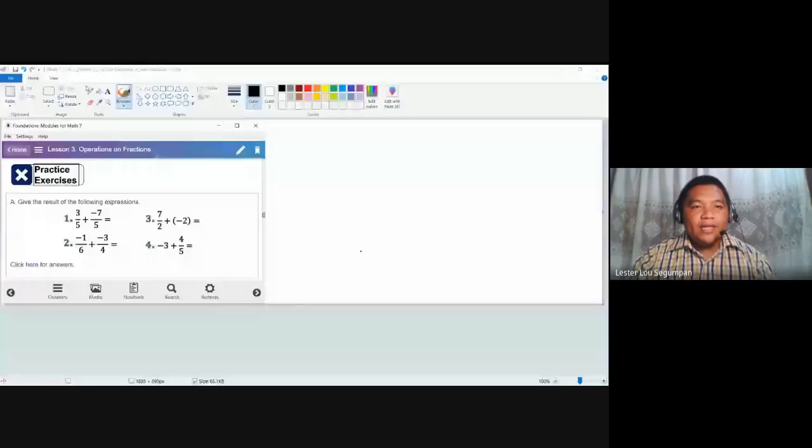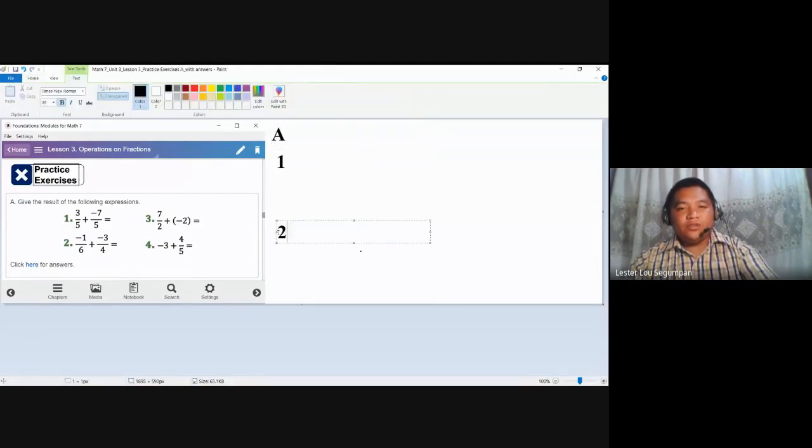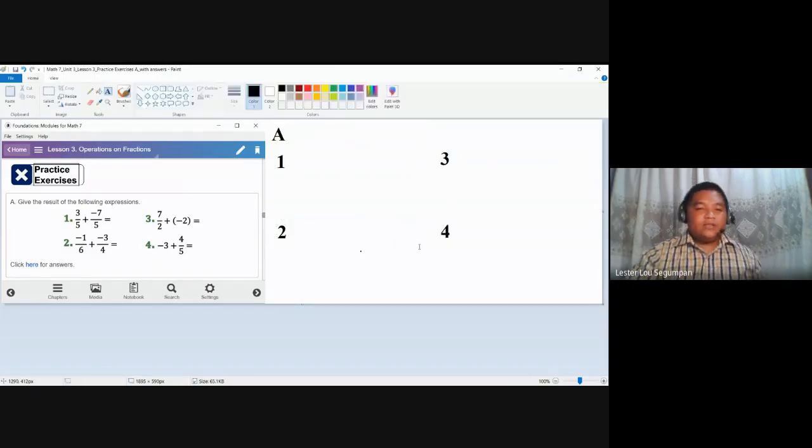the item open already in Paint application software so that we could scribble down all of our solutions. In the meantime, while waiting, you may try to review your operations of integers, or we may just simply apply it here. So letter A is concerned with addition of fractions. You have numbers 1, 2, 3, and 4. Let's do it one by one.